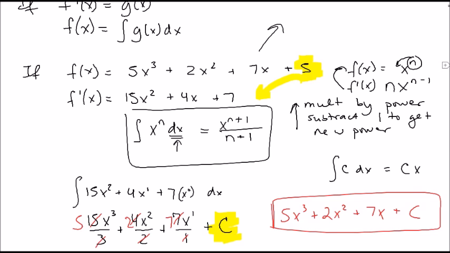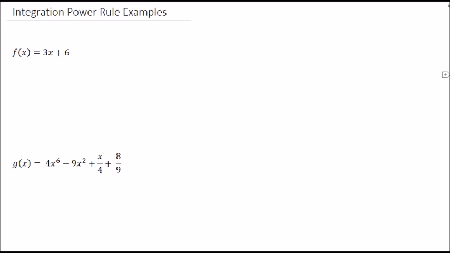So let's do a couple of examples. We're going to start with the easiest one here. It's just f of x is 3x plus 6. Again, I'm just going to put the little 1 here for notation. So we're going to integrate all of these. I wrote them all as functions. The question here is we're going to integrate here.